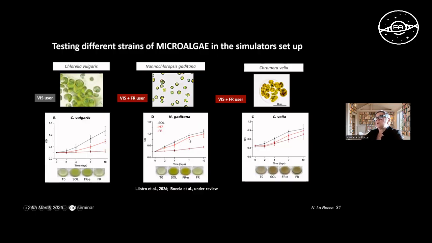Respect to the far-red one and near to the solar one. So it seems that in the case of algae, the far-red users have some advantage with respect to the non-far-red users that grow less. This paper is under review, so please don't utilize the data.